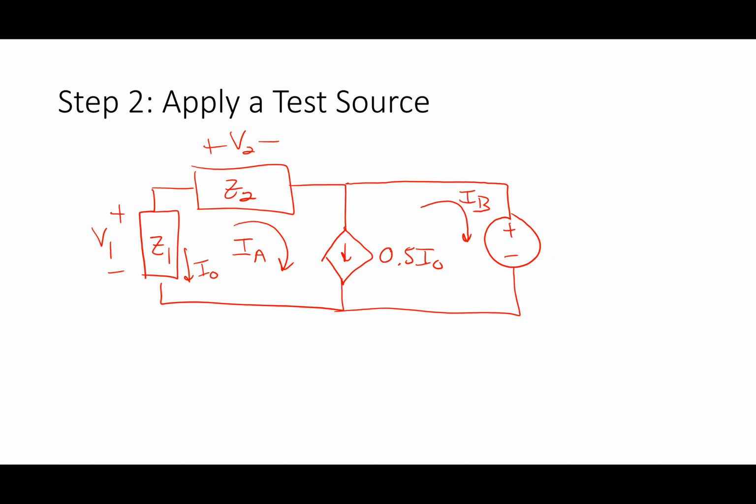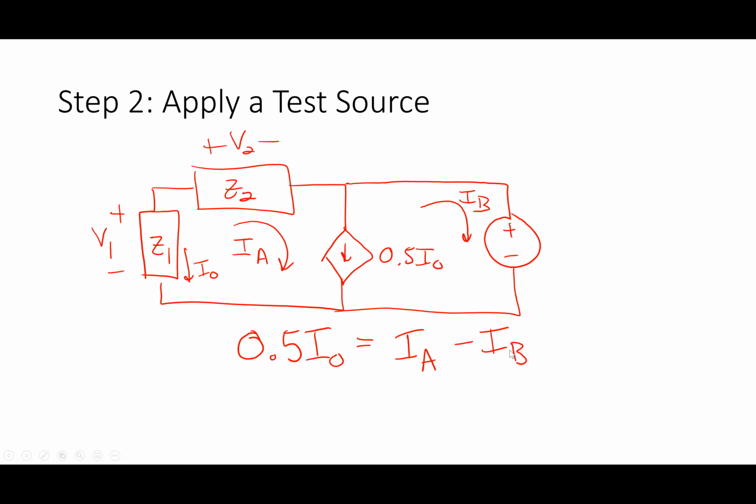If I have a super mesh, I need to figure out the relationship between the currents, since that current source sits between two meshes. So in this case, I say 0.5 I naught, I always start right there. 0.5 I naught equals what in this case? IA minus IB. I'll do it this way with uppercase. All right, guys, follow that? That part's pretty straightforward, I think.